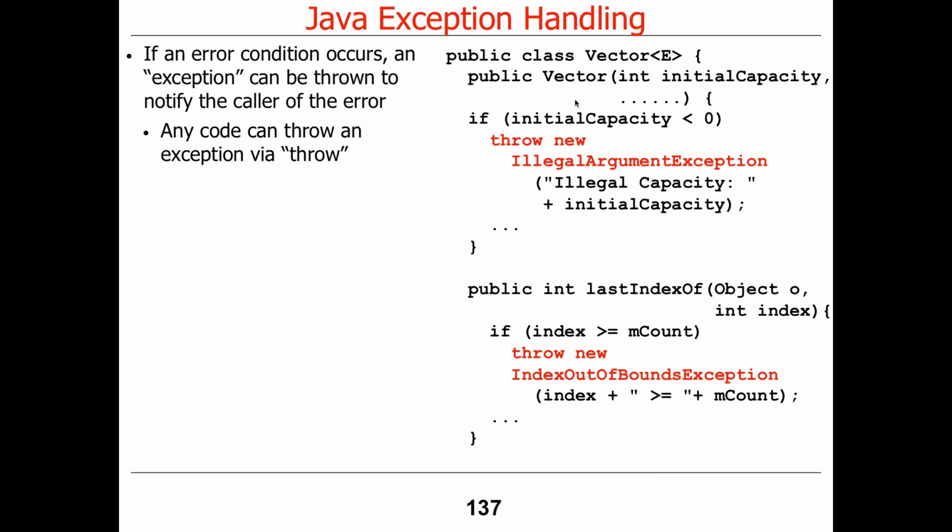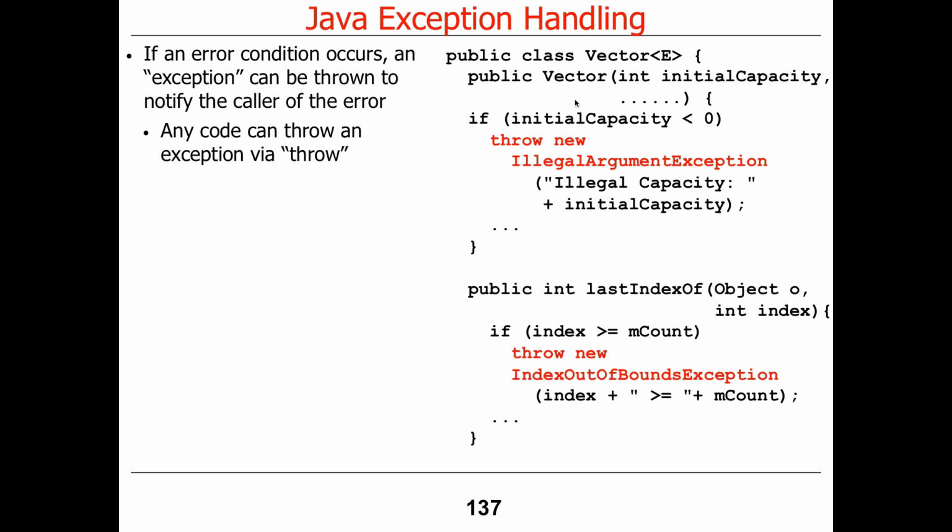So here's an example. Any code can throw an exception by using throw. Here's our vector constructor. If someone gives a value that's less than 0, then we're going to throw an illegal argument exception. Notice, by the way, that there is no specification saying illegal argument exception for this. This is what's called an unchecked exception. It's a runtime exception. So if you give -1 or lower, an illegal argument exception is thrown.